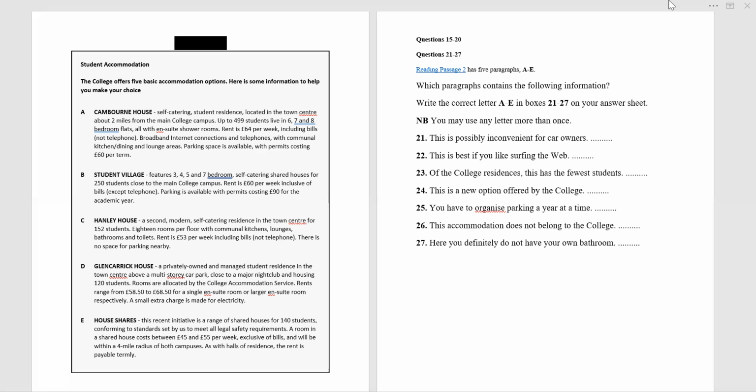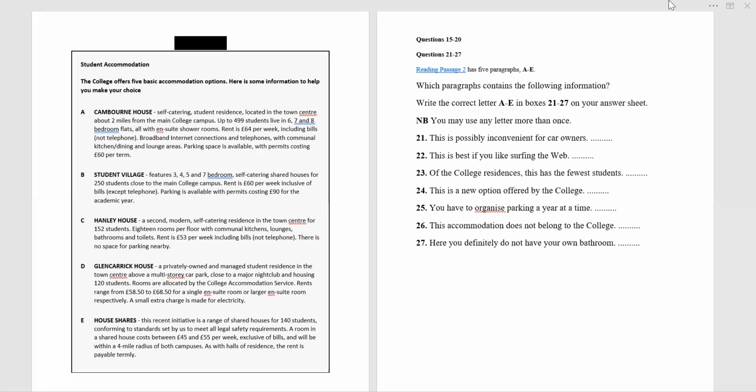Where it says Henley House, a second modern self-catering residence in the town center, 152 students, 18 rooms per floor with communal kitchen, lounge, bathrooms and toilets. Rent is 53 per week, including bills, not telephone. There is no space for parking nearby. Right? So inconvenient for the car owners.